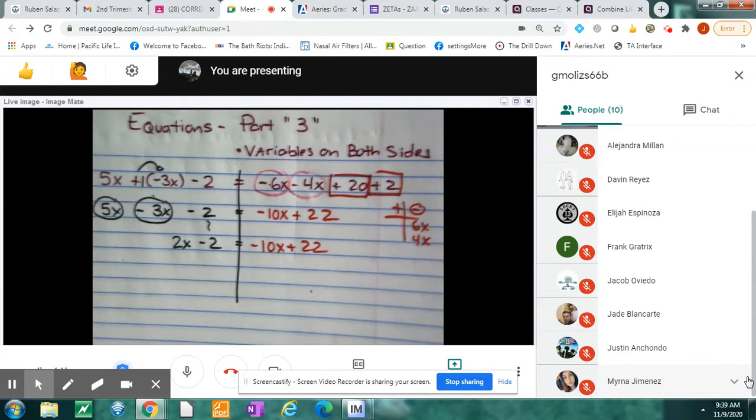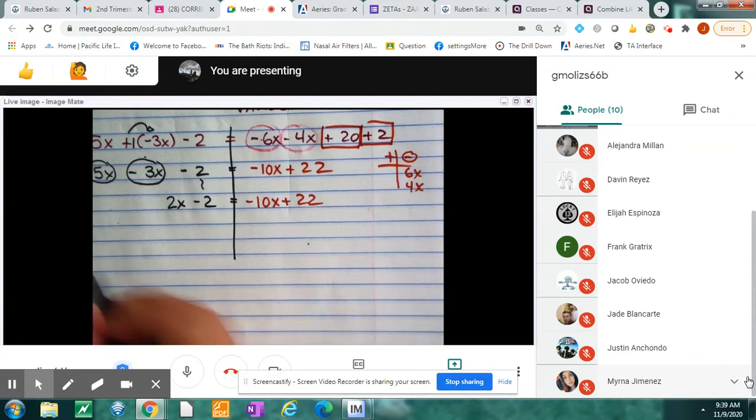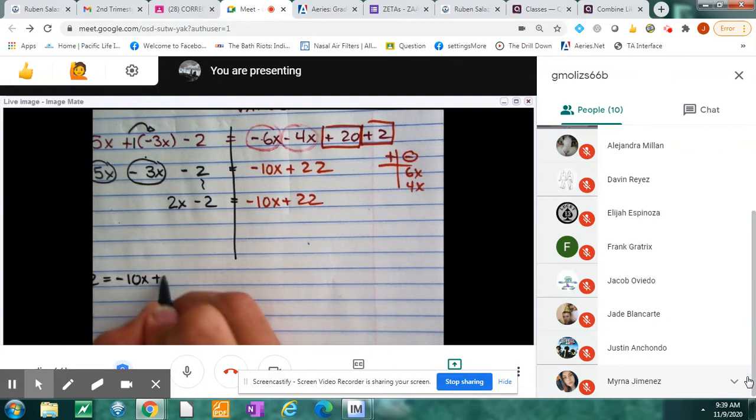So I always like, and then again, you got to do a t-chart. Now it doesn't matter which one, the 2x, it just doesn't matter. You just got to put the numbers on one side and the term with the variable on the other side. Okay? I'm going to show you that it doesn't matter. You'll get the same answer when you start doing this. So first off, I'm going to do it right here. 2x minus 2 equals -10x plus 22.